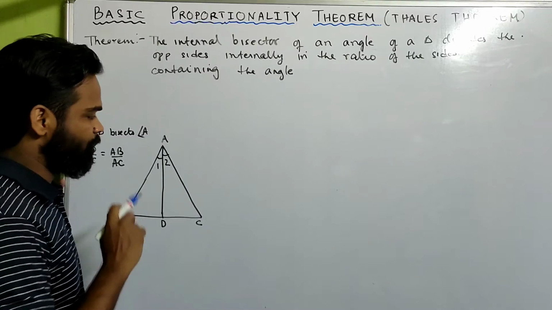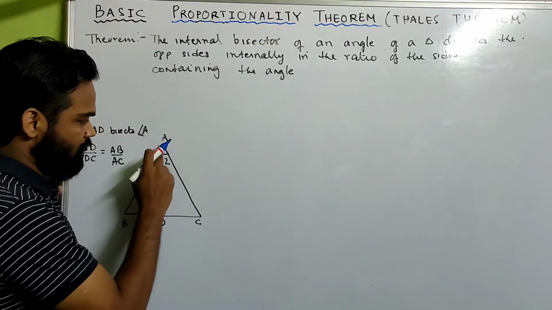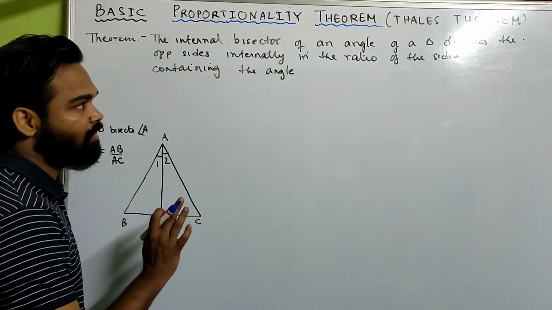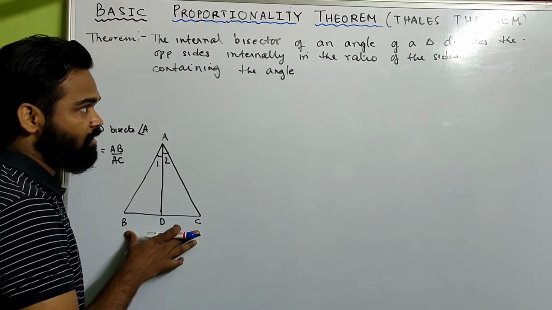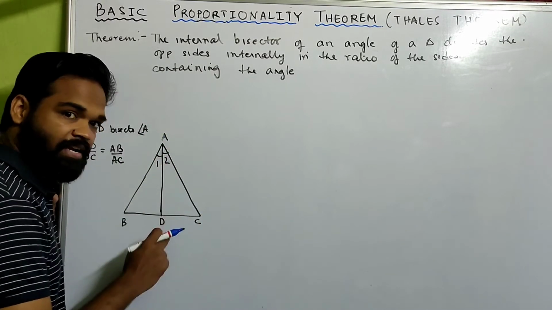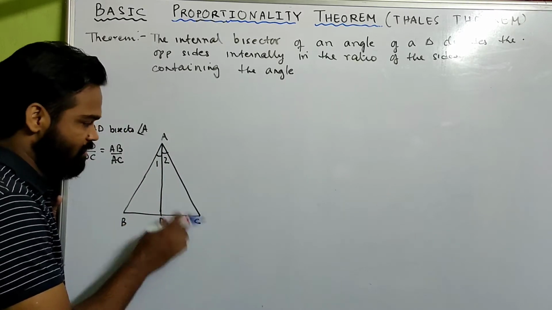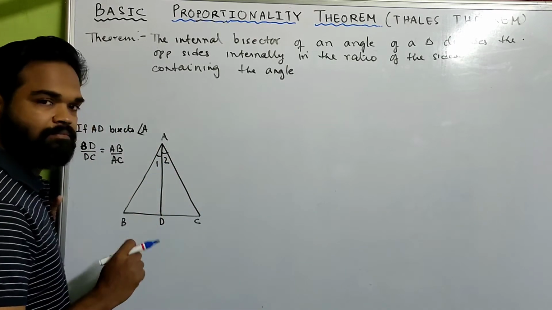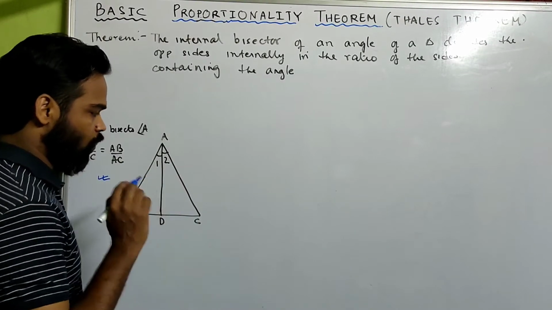Now look at this theorem, which says that the internal bisector of the angle of a triangle, in this case AD is the internal bisector of angle A, divides the opposite side internally in the ratio of the sides containing the angle, which means if AD is the bisector of angle A, then BD by DC is equal to AB by AC. That's the theorem. Let us prove this.